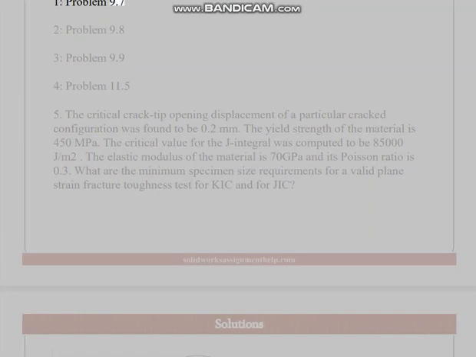Problem 9.72, Problem 9.83, Problem 9.94, Problem 11.55. The critical crack tip opening displacement of a particular cracked configuration was found to be 0.2 mm. The yield strength of the material is 450 MPa. The critical value for the J integral was computed to be 85,000 J/m2. The elastic modulus of the material is 70 GPa and its Poisson ratio is 0.3. What are the minimum specimen size requirements for a valid plane strain fracture toughness test for KIC and for JIC?